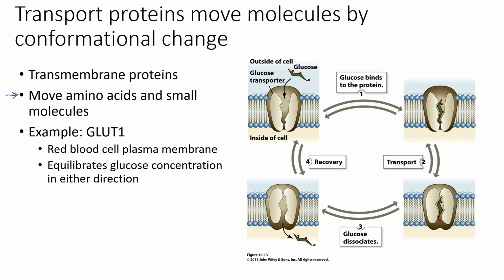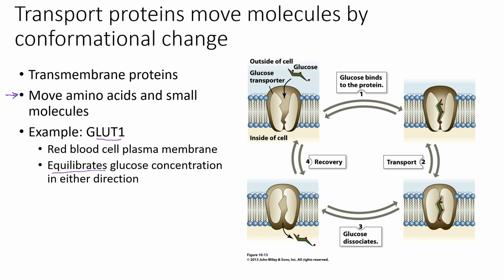One of the examples that we're going to consider for a transport protein is the GLUT1 transporter. And this transporter, like the name suggests, transports glucose. It does this across the plasma membrane of red blood cells. Its main job is to just equilibrate glucose concentration, and it can go in either direction. Once again, as a reminder, this is passive-mediated transport. Molecules are always going to be flowing down their electrochemical gradient. So this transporter is going to equilibrate the glucose concentration, because the glucose is going to flow in the direction towards the lower concentration of glucose.